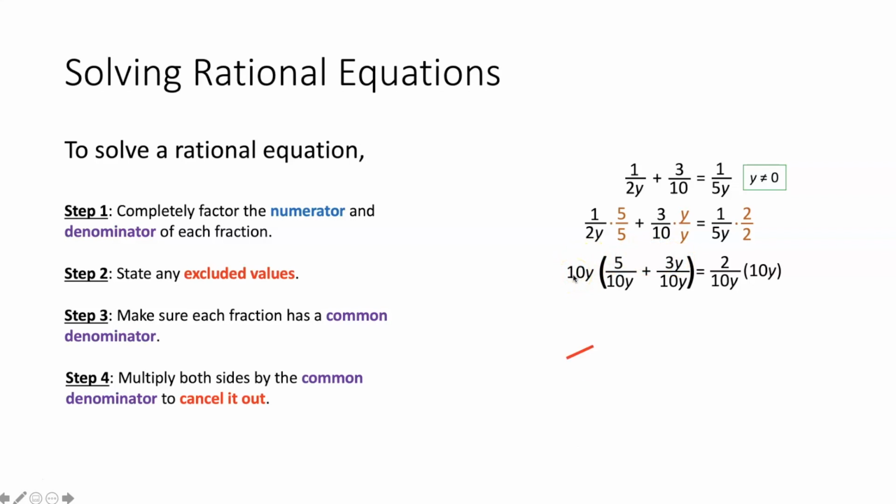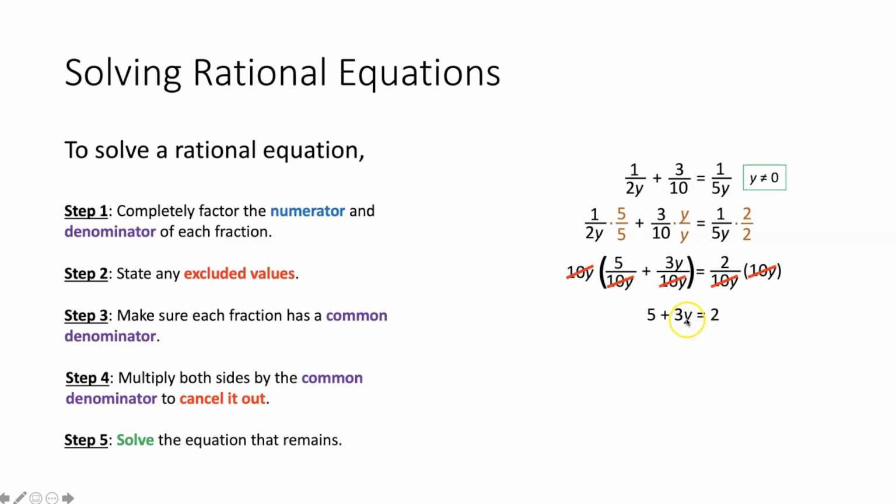And when I do that, this cancels out with this and this, so we end up just being left with 5 plus 3y on this side of the equation, and over here, this 10y cancels out with this 10y, and we're left with 2 on this side of the equation. Now that all of the denominators are gone, we can move to our final step, which is to solve the equation that remains. So we have a basic equation here that we can solve for y.